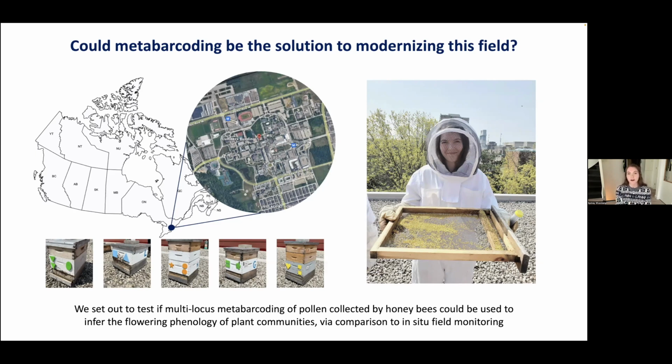So we asked if metabarcoding could really be the solution to modernizing this field, knowing that we needed to come up with a new approach that would be high throughput and allow us to monitor this on a large scale. So we specifically set out to test if multi-locus metabarcoding of pollen collected by bees could be used to infer the flowering phenology of plant communities by a comparison to in situ field monitoring.